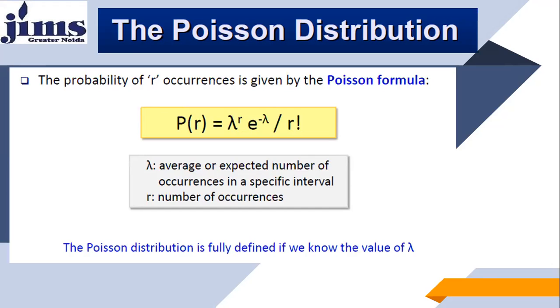In this formula, if you know lambda and r, what is lambda? The average or expected number of occurrences in a specific interval. And what is r? The number of occurrences. Then you can easily calculate the probability of r, the probability of your success or occurrence in the Poisson distribution, by knowing the two factors, lambda and r. So the Poisson distribution is fully defined if we know the values of lambda and r.